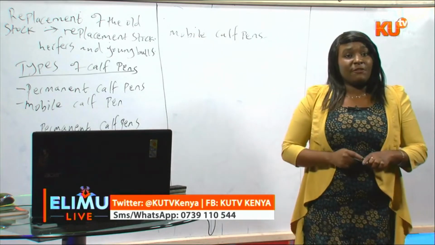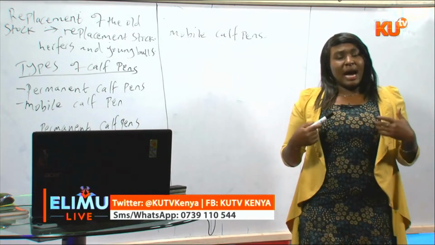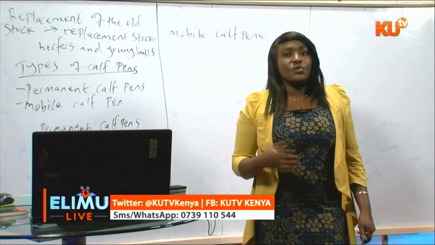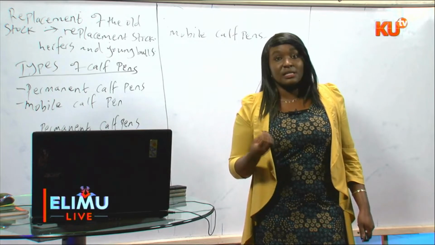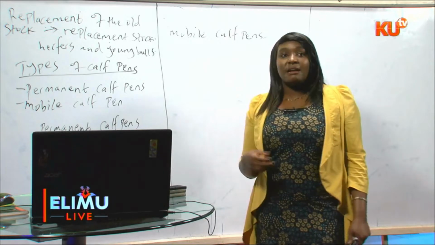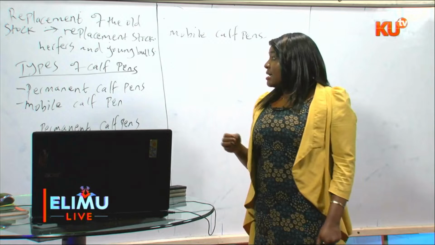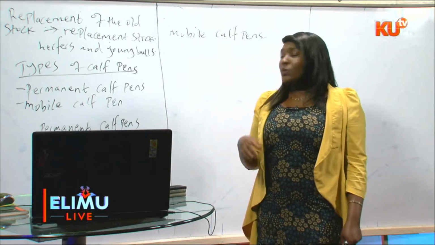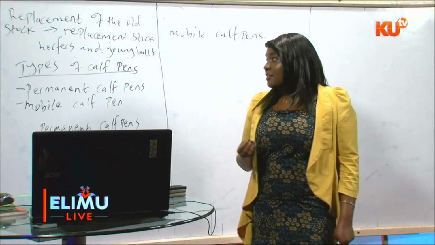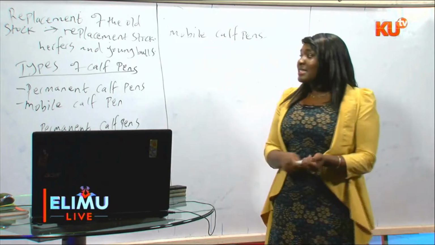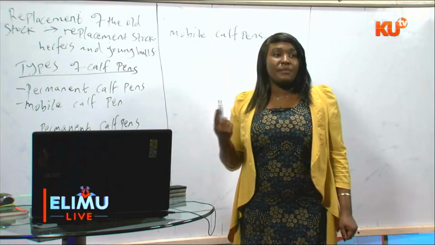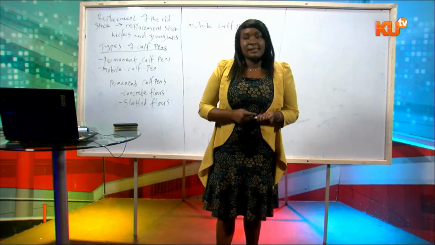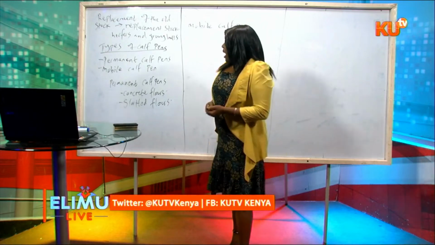So for the permanent calf pens, maybe a disadvantage you can talk about is the fact that you require materials that are a bit expensive to construct, like the sand, the ballast and the cement to make the concrete ones. That makes it a bit expensive. But on the other side, the permanent ones are durable because they last in the farm for a very long time.